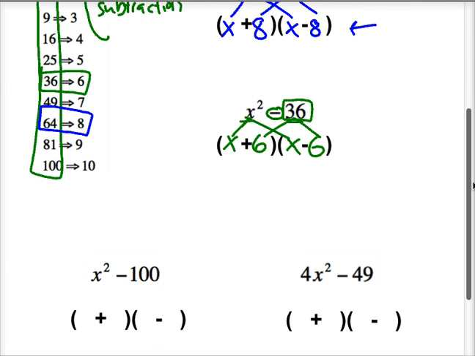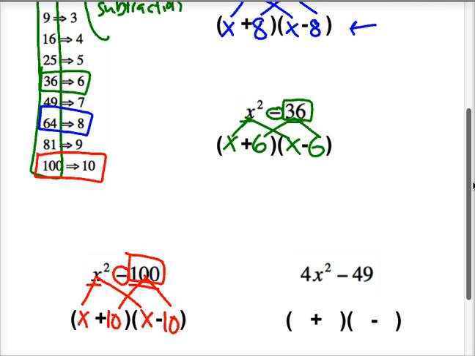Let's see that pattern again. So here again, two terms, I'm subtracting them, and I have one of those numbers that's on my list. So what makes x squared? Well, x and x. What makes 100? 10 and 10.